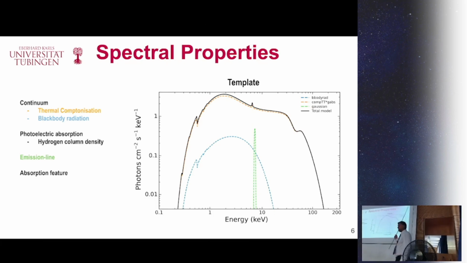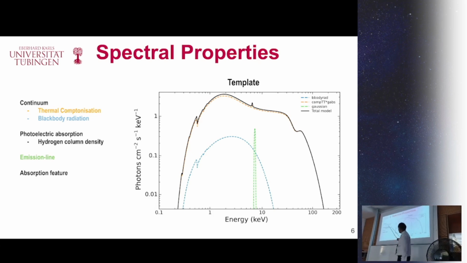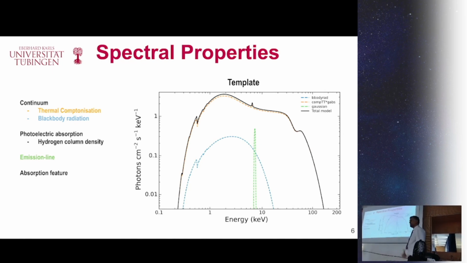So this template here is intended to highlight some of the spectral properties of high mass X-ray binaries. So in this example here, the continuum is formed through thermal Comptonization and black body radiation. And you can see in the spectrum that it's affected by absorption or photoelectric absorption, and this suppresses the photon flux as a result of X-rays being absorbed by some material along our line of sight.